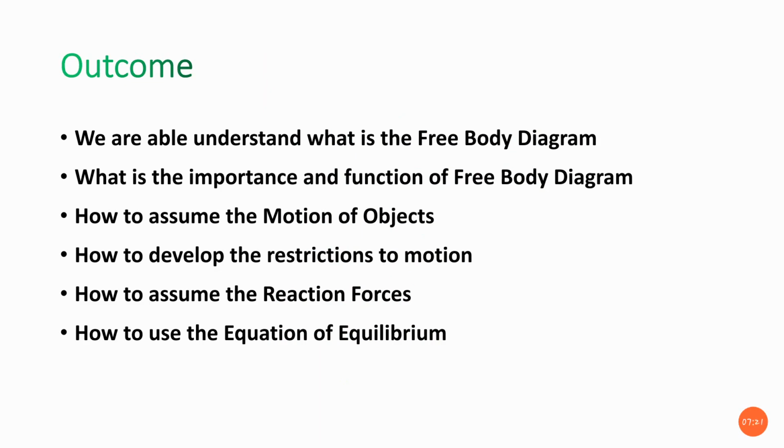So in this way we have drawn the free body diagrams. What is the main outcome from this? We are able to understand what a free body diagram is, and its importance and function, where it generates the reaction forces and restricts the motion of the body, how to assume the motion of the objects, how to develop the reactions or restrictions to the motion, how to assume the reaction forces, and how to use the equations of equilibrium we have seen. This way we are going to learn the different types of free body diagrams.